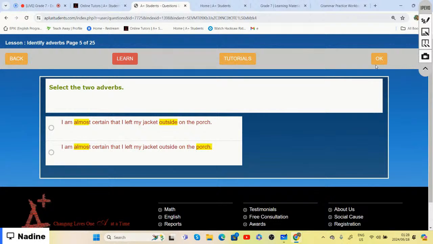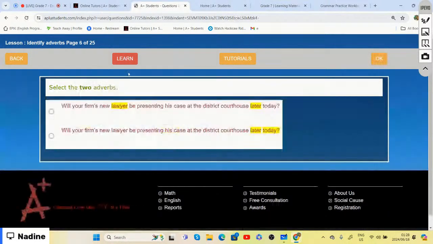And if we were to select the two adverbs within that sentence, we will go with option one, which is almost and outside, right?